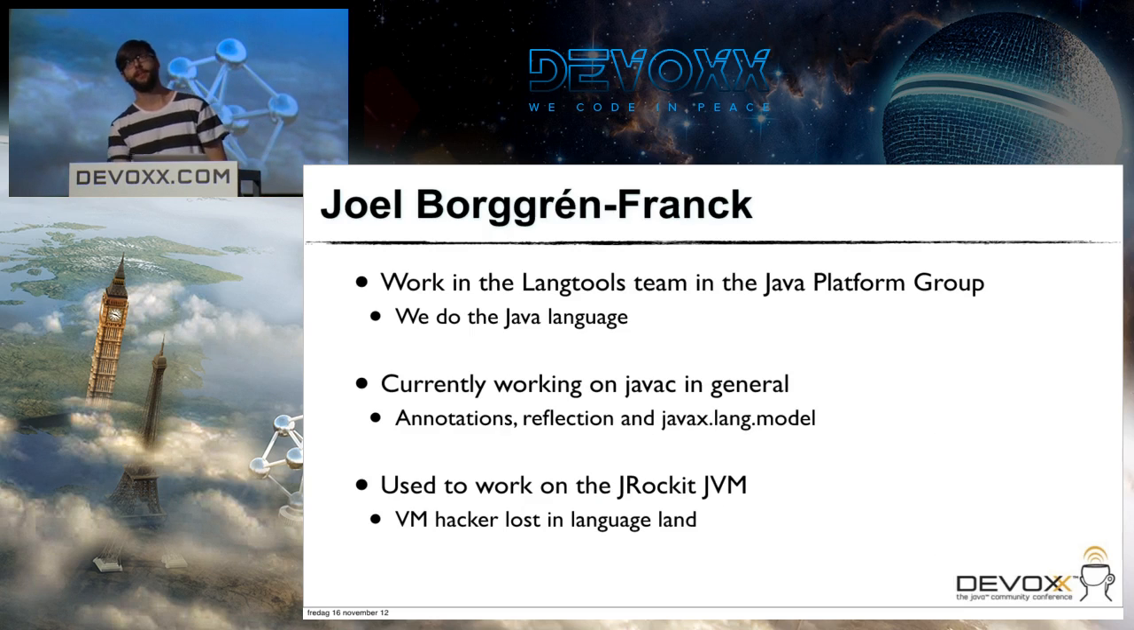So, my name is Joel. I work in the Langtools group at Oracle. We are responsible for evolving the Java language, among other things. Currently I work on the Java C compiler. I also work on annotations, reflection, and the javax.lang.model. Before that, I used to work on the JRockit virtual machine. I consider myself sort of a VM hacker lost in language land. But it's great fun.